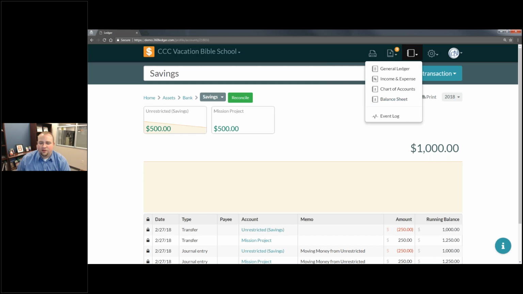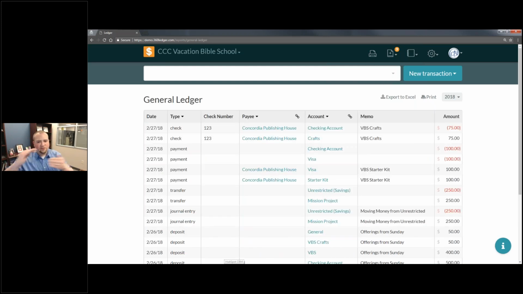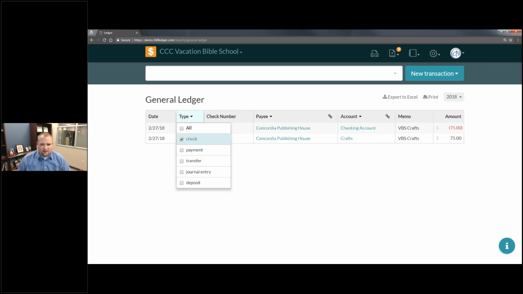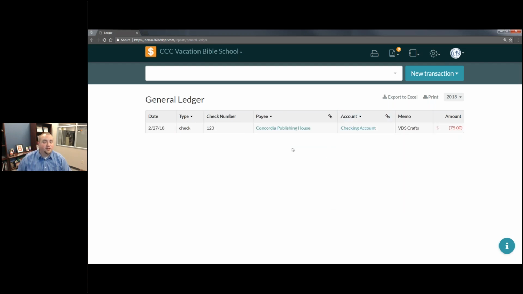So you have your general ledger report, which is taking all of your different line items and putting them in one standard view. And allowing you to filter and group. So if you wanted to see all of your checks, you can go here and type is check, and then you could just do your checking account. And this becomes kind of a check record for you.